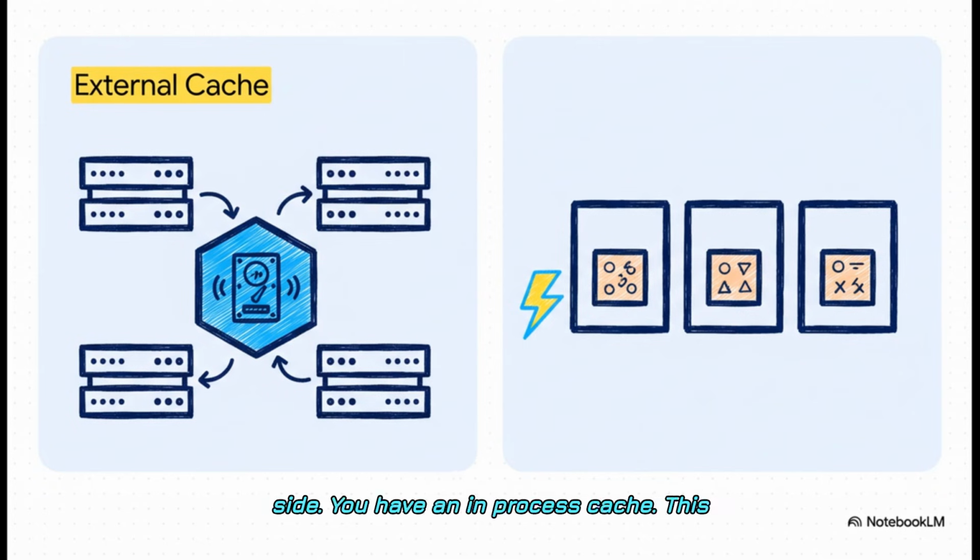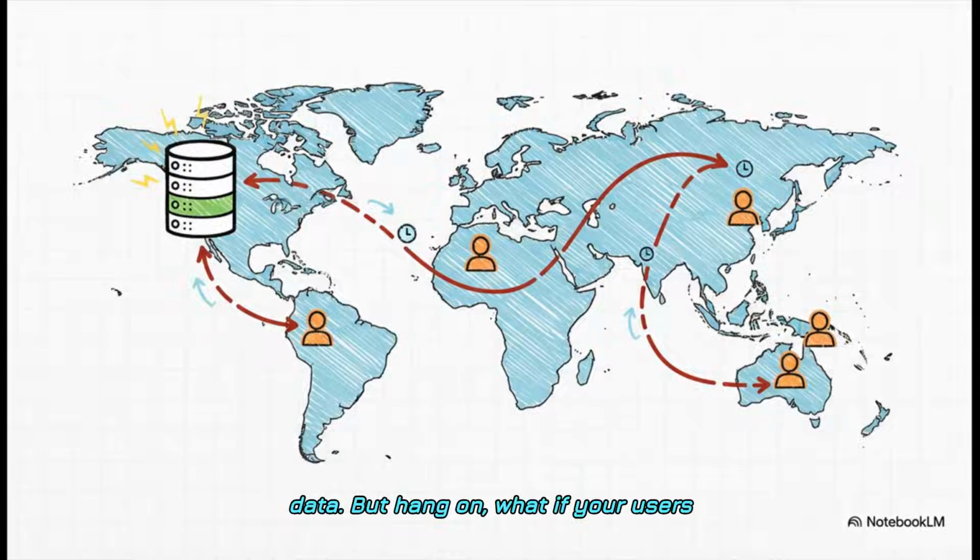But on the other side, you have an in-process cache. This one lives inside your application server's memory. It's way faster because you don't have to make a network call to get to it, but the downside is that each server has its own private, separate cache. That can get tricky. You usually see this for stuff that needs to be accessed with almost zero latency, like configuration data. But hang on, what if your users aren't all in one place?